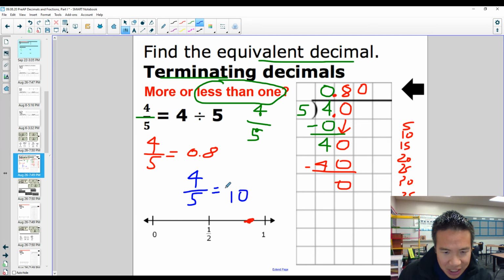Equivalent fractions. You did learn this in elementary school. How many 5s go into 10? Can 5 go into 10? 2 times. So times 2, 4 times 2 is 8. 4/5 is equal to 8/10. It's called equivalent fractions.